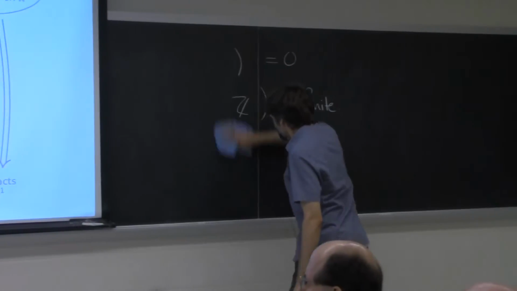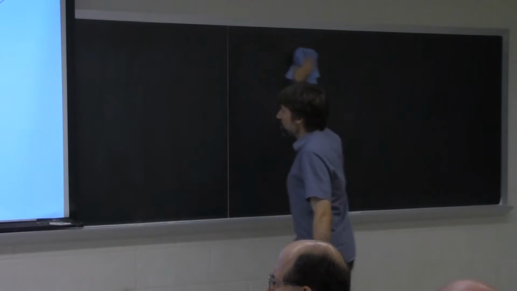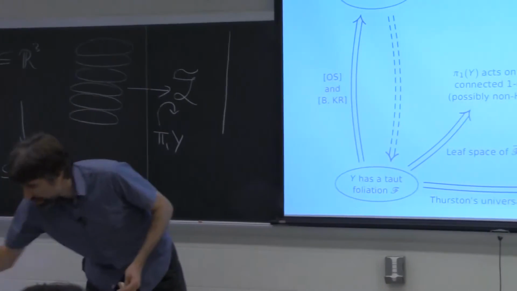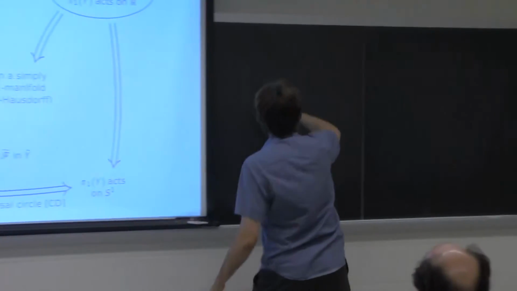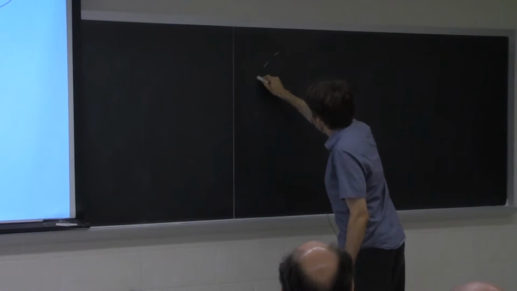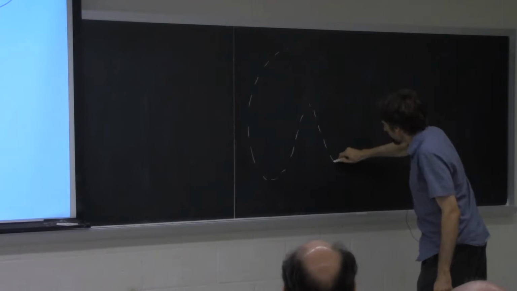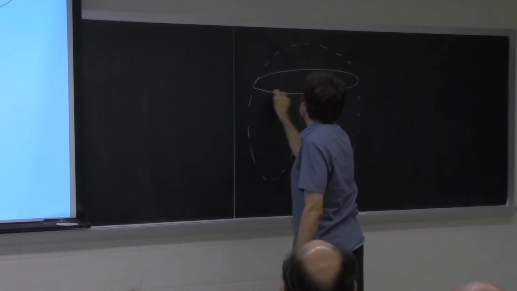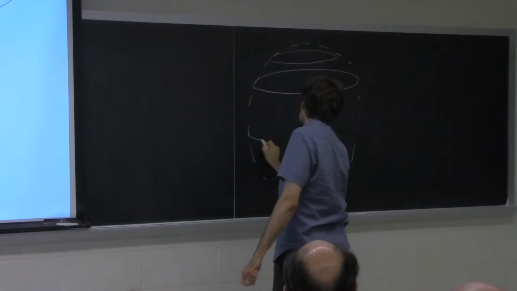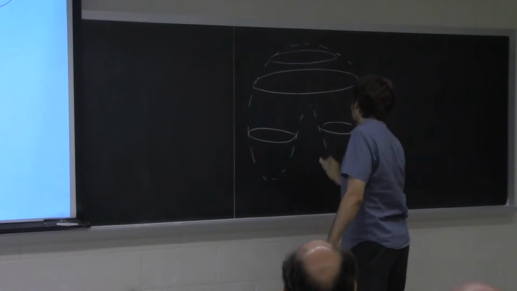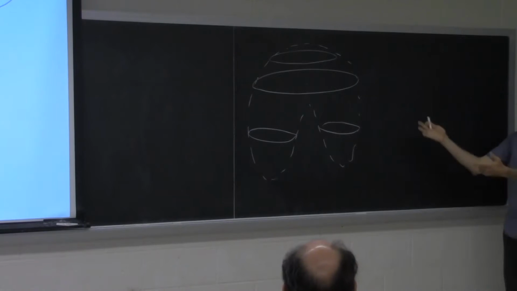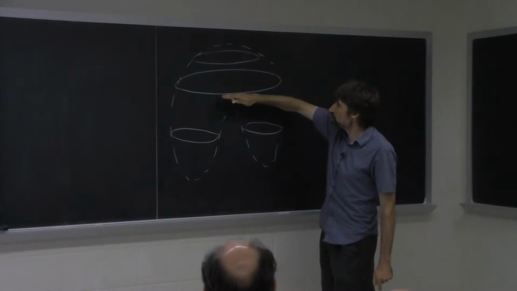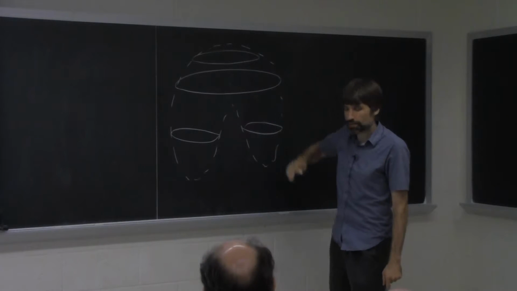So the picture you should think of maybe as this. So here's my universal cover, this open domain, which is homeomorphic to a ball. And maybe the leaves are things like just the intersections of this with planes.